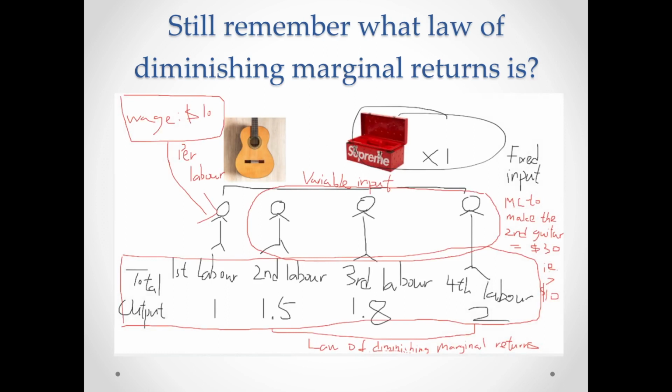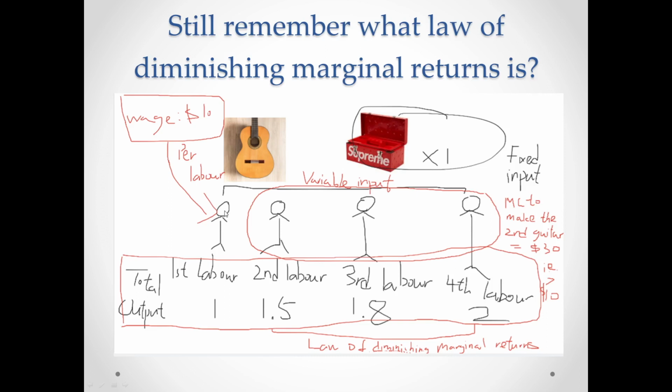If you still remember this case, we did this a few months ago, talking about a guitar workshop. You have variable resources like labor, but only fixed resources like tools or machines. So when more labor is employed to make more output, you will see the law of diminishing marginal returns.